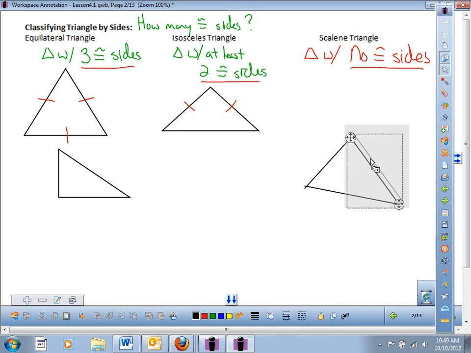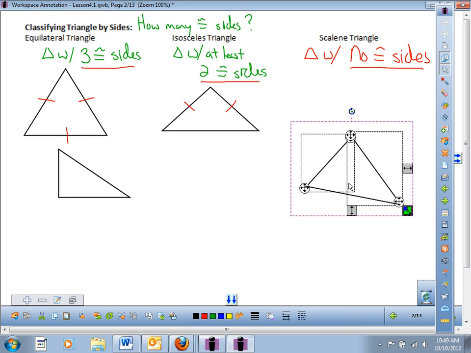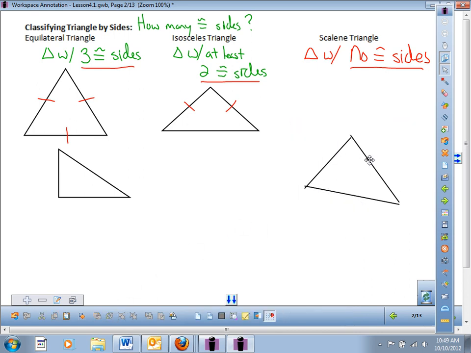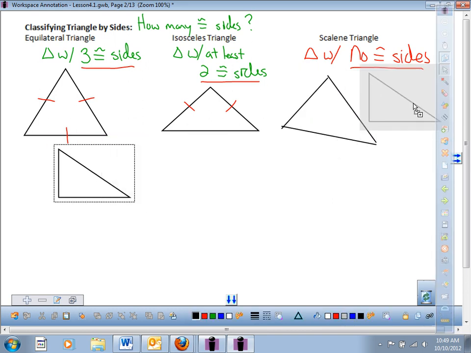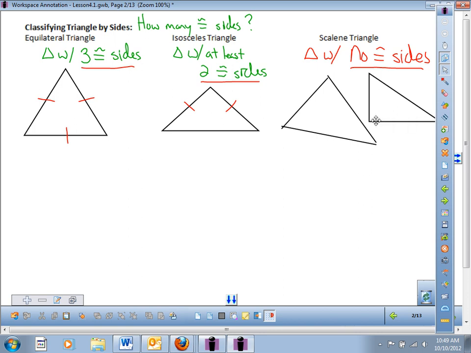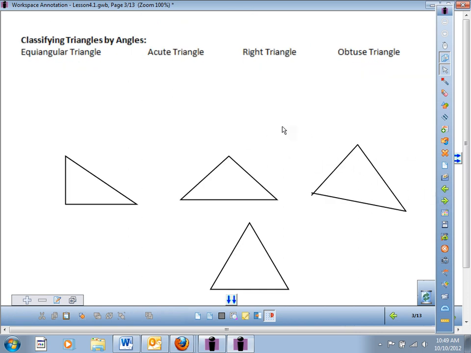Now this guy has no equal sides, and this guy also has no equal sides, so both of those would be considered scalene. Now that is classifying triangles by sides. Okay, let's look at the next one.